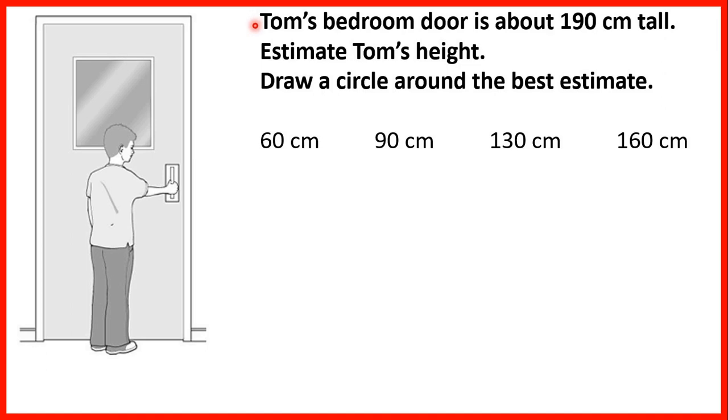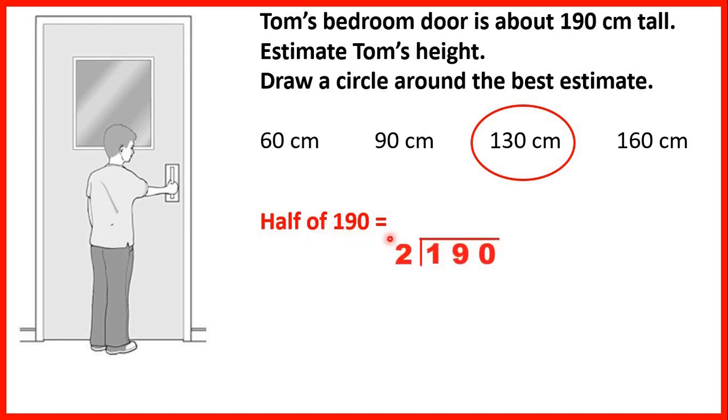Tom's bedroom door is about 190 centimeters tall. Estimate Tom's height. Draw a circle around the best estimate. So the best estimate, 130 centimeters. We can see that that's a little bit more than half of 190, because if we find half of 190, so divide 190 by 2, we get 95.